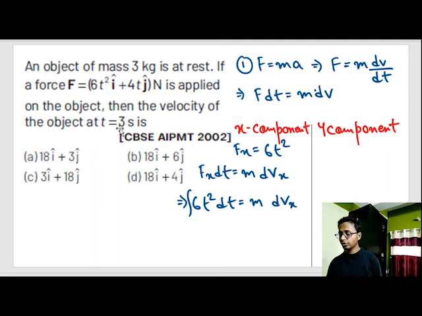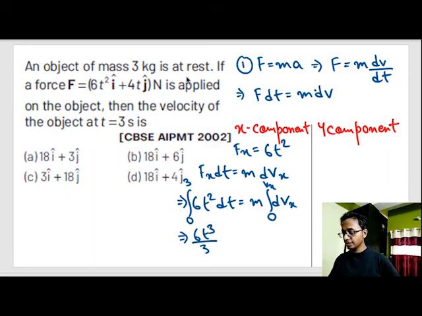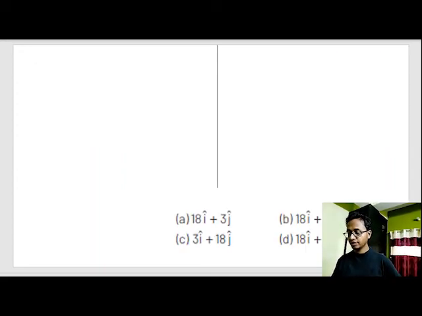From 0 to t is equals to 3. Zero because the stopwatch is always started from t is equals to 0, so time goes from 0 to 3. The final x component of velocity is what we have to find out. The initial x component of velocity is nothing but 0, because the body is starting from rest. So when you solve this, 6t square becomes 6t cube by 3. I'll solve this on the next page.